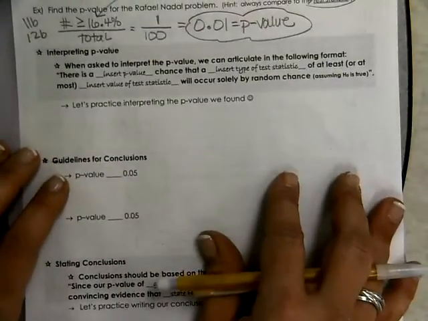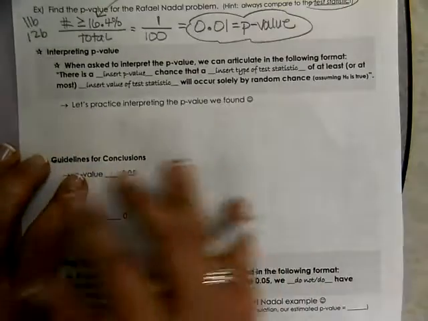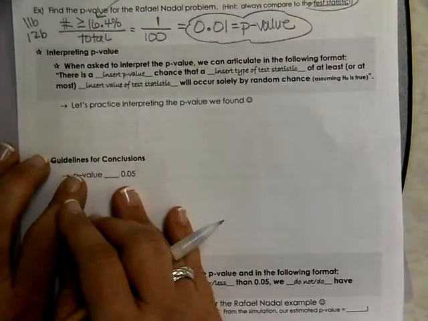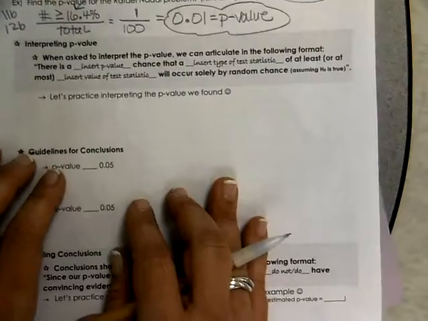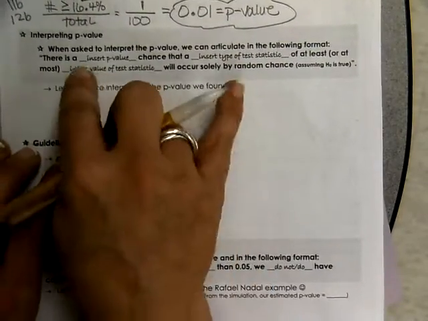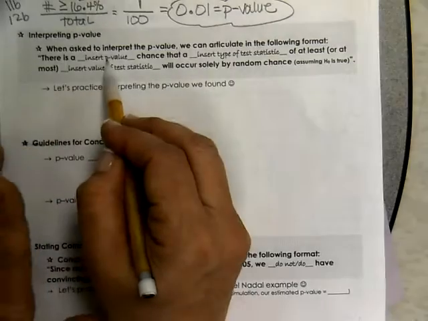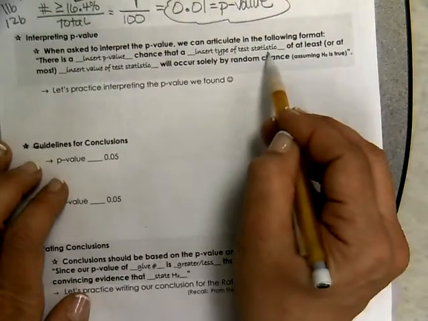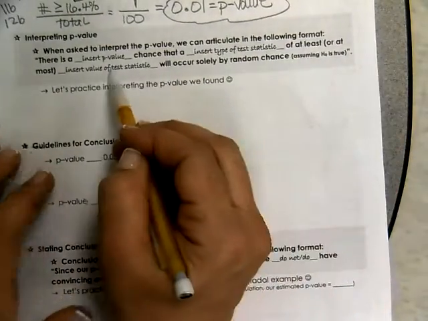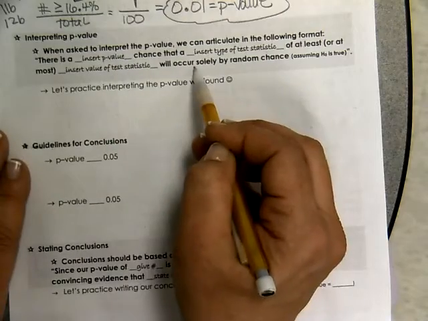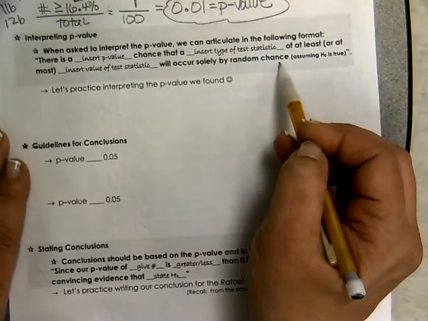The next goal for today is interpreting the p-value. When we're asked to interpret the p-value, we can articulate that in the following format. This is another template that we should use. There is a specific chance that this test statistic of at least this value will occur just by random chance.